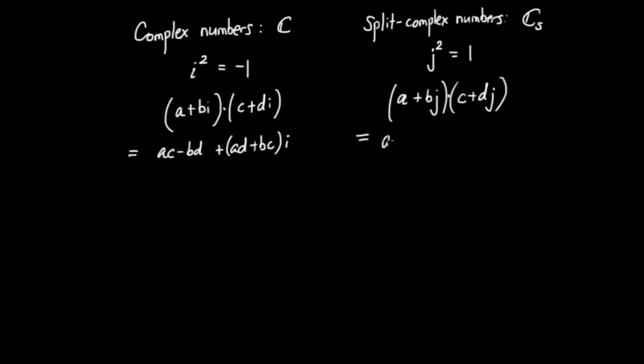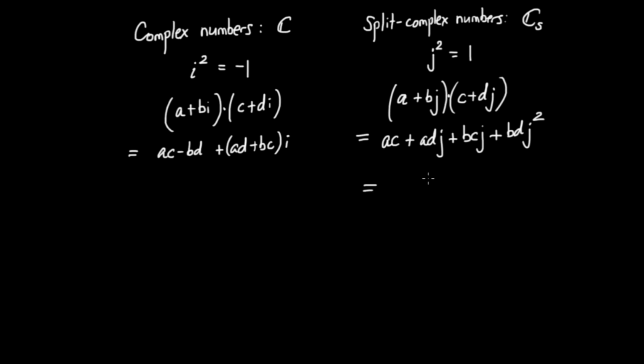So I'm just going to distribute that a to both terms. So I get ac plus adj, and then distribute the bj to both terms. So I get bcj plus bd j squared. And now we recognize here that j squared is going to be equal to 1. So we just have bd in this term here.